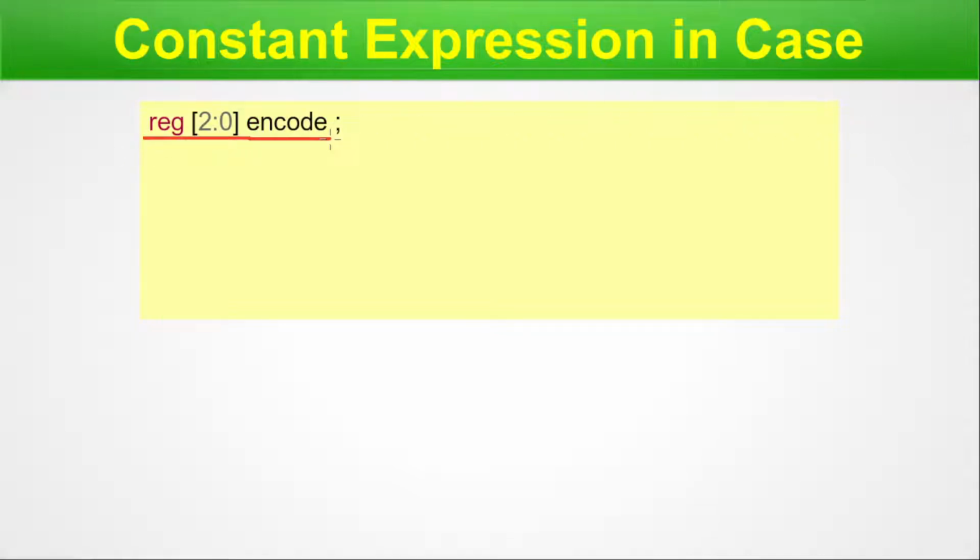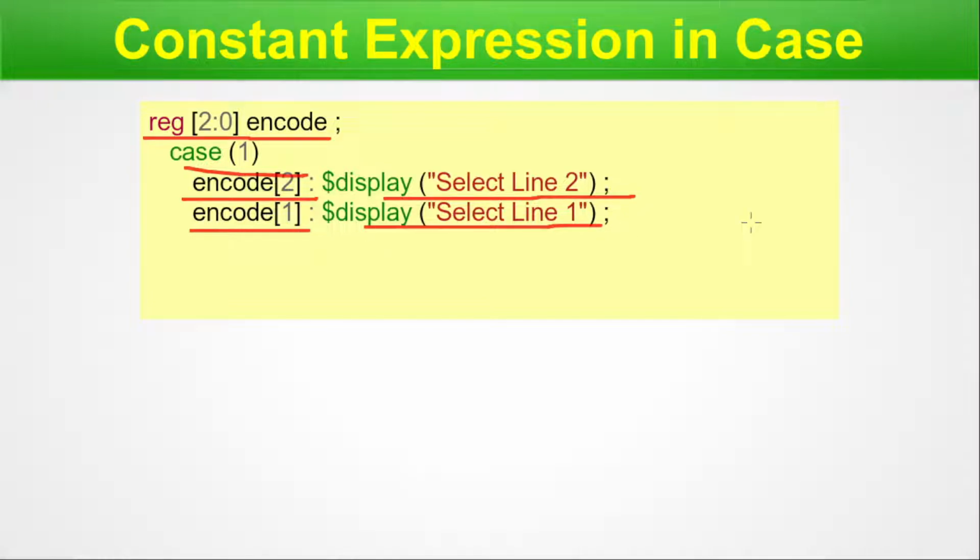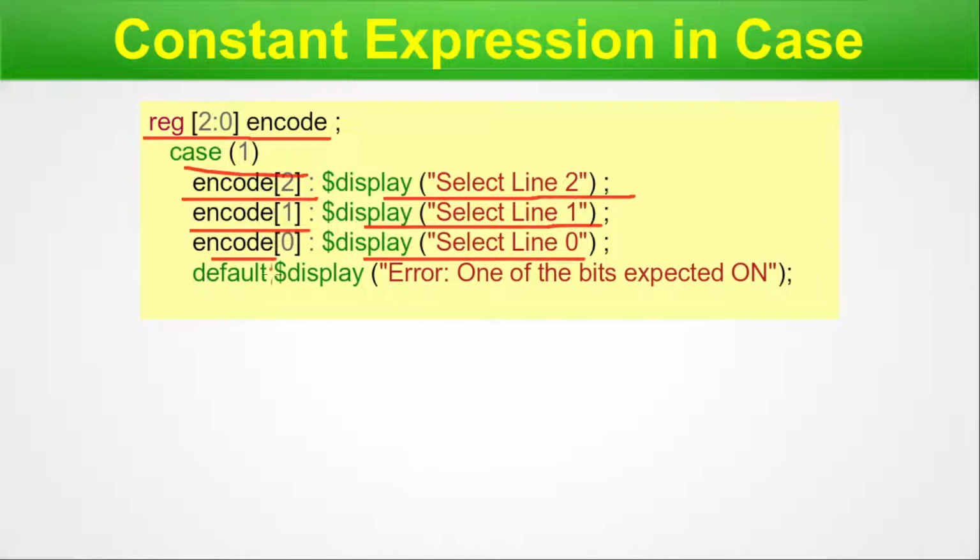Constant expression in case. Before beginning, I would like to say that this is a very good slide, and a question can come in the interview. We know that in case we use an expression, so tell me or show me an example where we can use a constant in the case. So here we start with range 2 down to 0 encode, and here we have case 1 and we have encode 2 display select line 2, and we have encode 1 and display select line 2. And for encode 0, we have select line 0, and for default here we have missed out the colon and it has the error message.